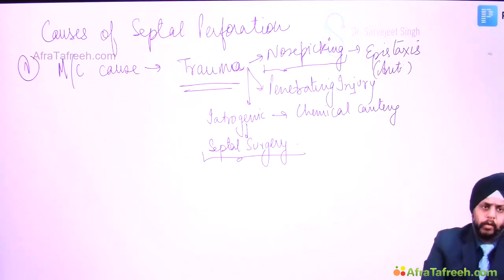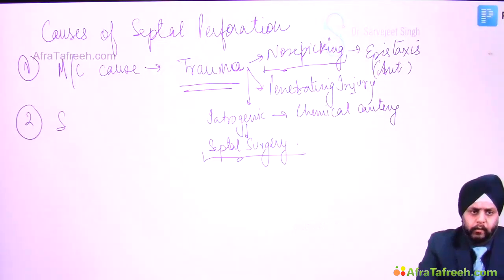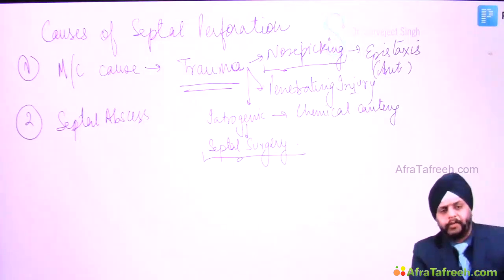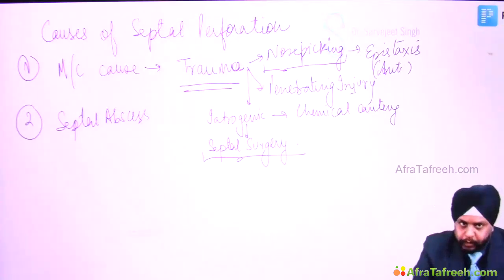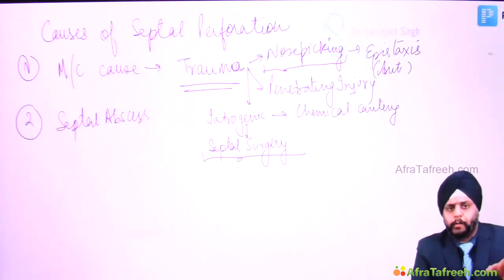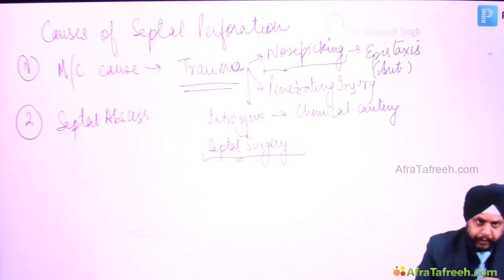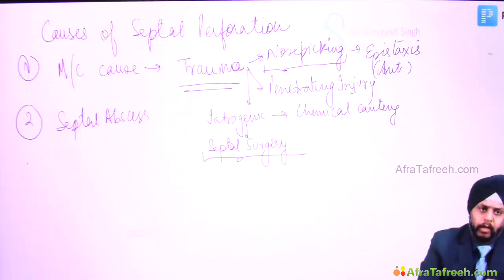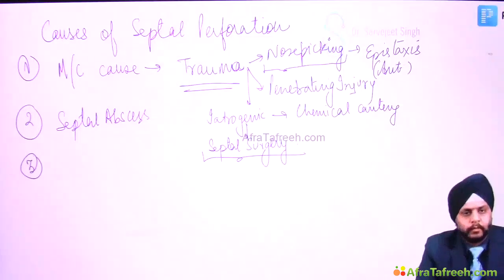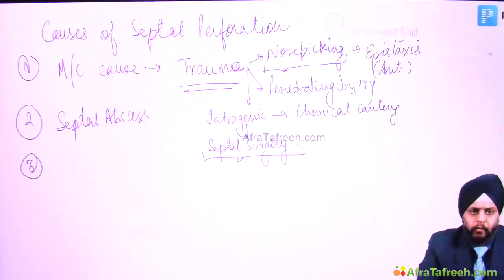Number 2, we just studied septal abscess. Remember, the most common complication of septal abscess is septal perforation. The most common cause of septal perforation is trauma. Right? So that we have studied. Then what else do we have? We have septal piercing.